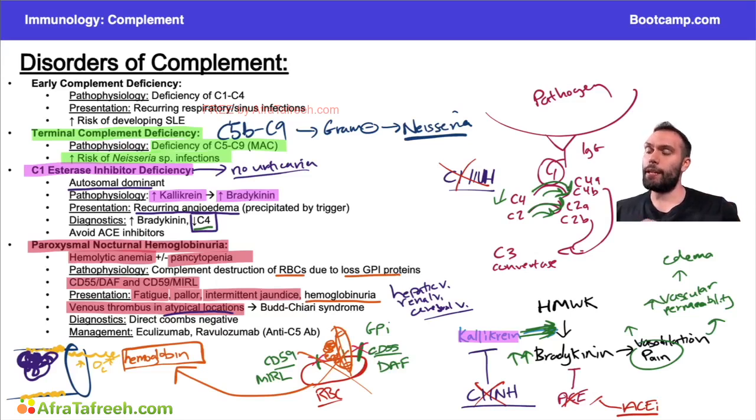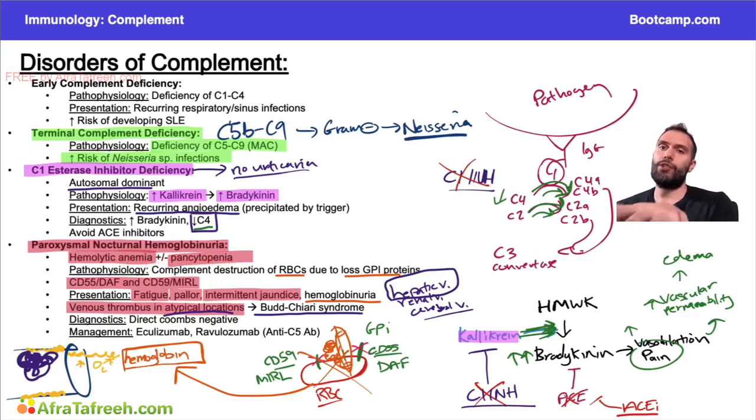Very classic for PNH, dark urine in the morning. When you have this venous thrombus in atypical locations, particularly in the hepatic veins, that's sometimes referred to as Budd-Chiari syndrome. We'll go into way more detail on this when we get to the GI section, but when you start to block off the blood leaving the liver, right?